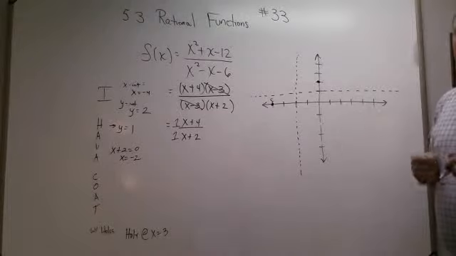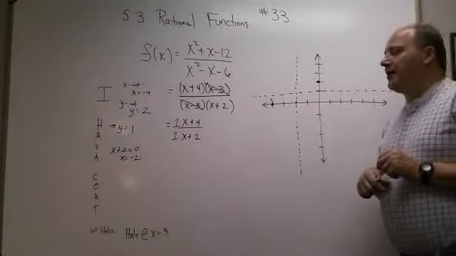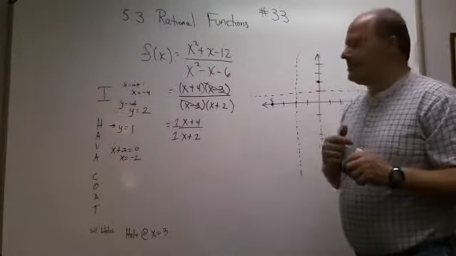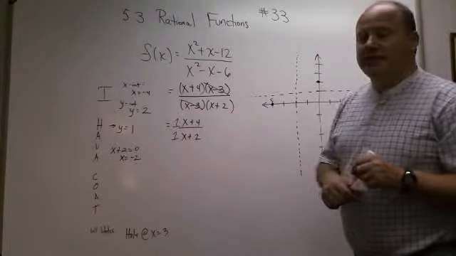As a matter of fact, none of your homework problems will have obliques. The only way you're going to have an oblique is when the degree on top is bigger than the bottom, which we don't have in this case. But now we're ready to just trace the graph.